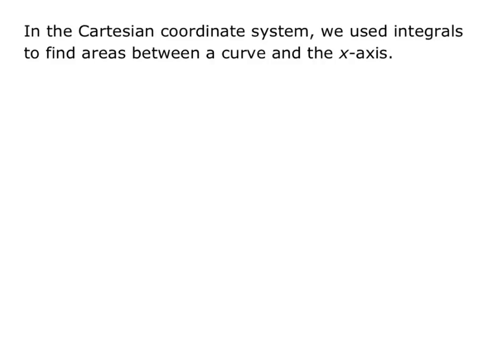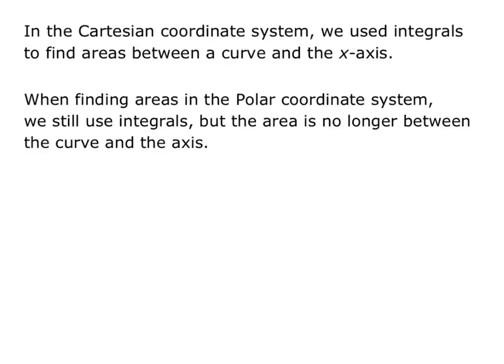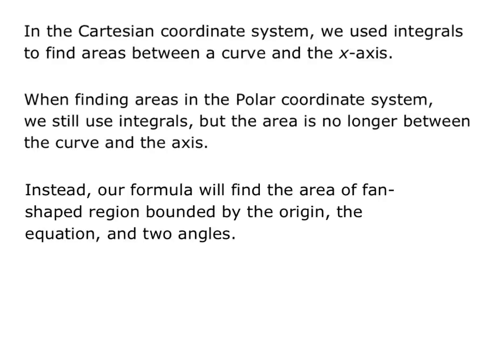In the Cartesian coordinate system, we used integrals to find areas between a curve and the x-axis. So if you recall, when you took the integral of a function f of x, then you were finding the area between f of x and the x-axis. When finding areas in the polar coordinate system, we still use integrals, but the area is no longer between the curve and the x-axis. Instead, our formula will find the area of fan-shaped regions bounded by the origin, the equation, and two angles.